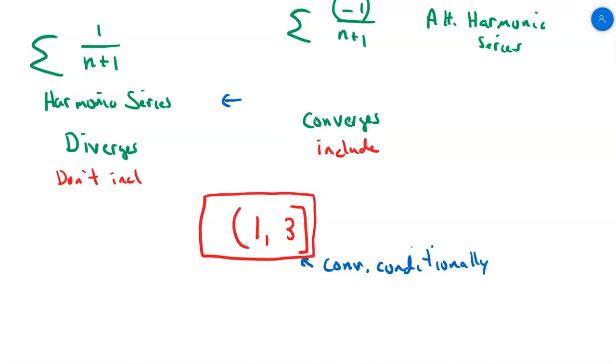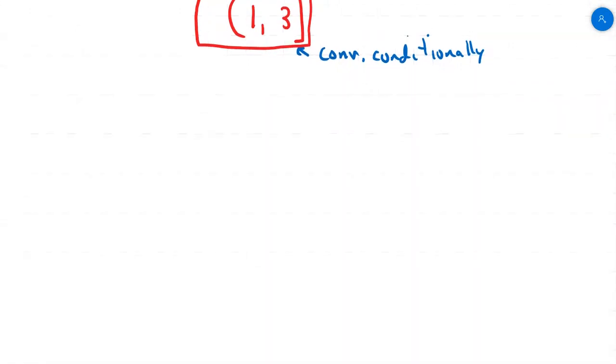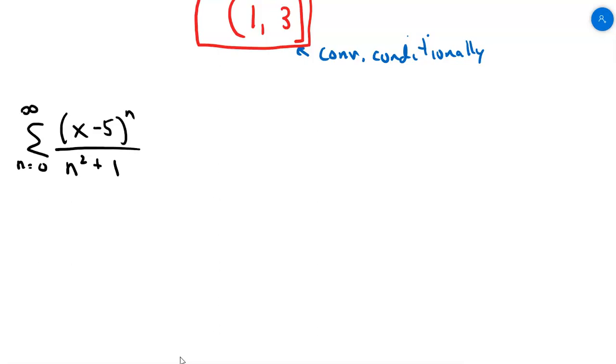All right, should we try another one of these? Let's try another one of these. Suppose I look at this series. I've got (x minus 5) to the n over n squared plus 1, starting at n equals 0 to infinity. And I would like to find out the interval of convergence and tell me something about the endpoints.